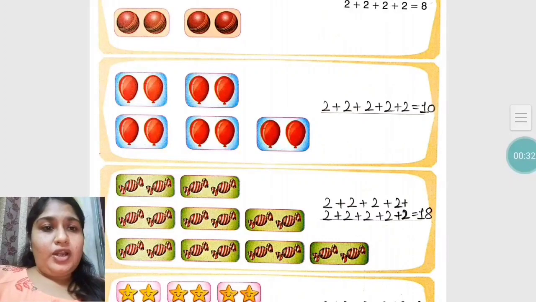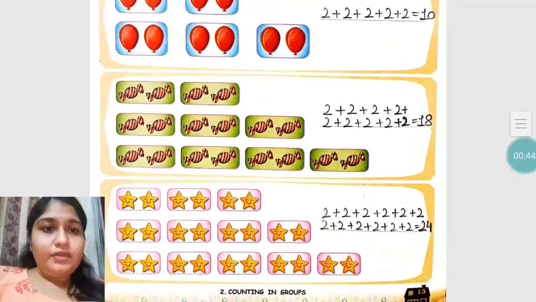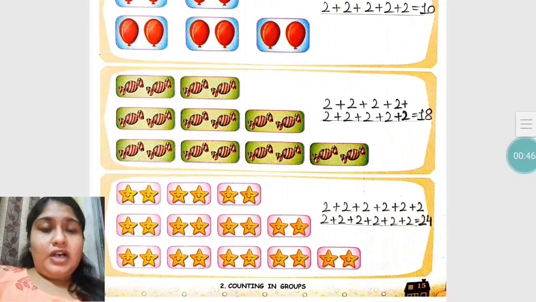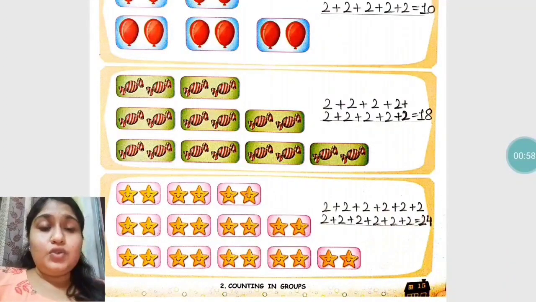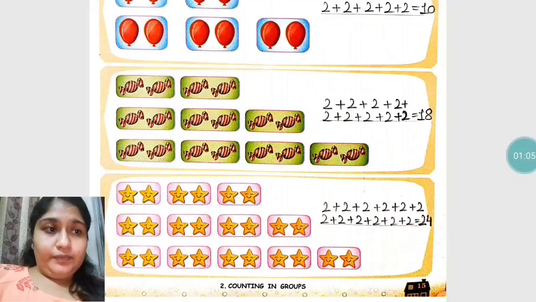Third one is chocolate. So there are 9 pairs of chocolate. Now when you add this 2 9 times, the answer is 18. The last one. How many pairs of stars are there? Yes, students, you have to count it. That means 12 pairs are there, and in each pair, 2 stars are there. So when you add this 2 12 times, the answer is 24.